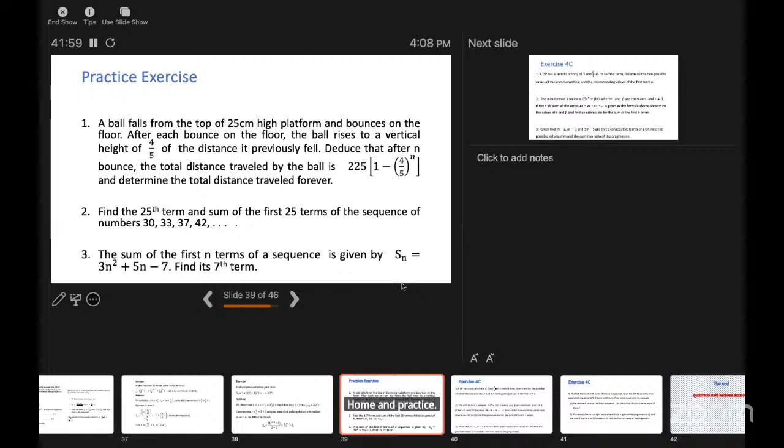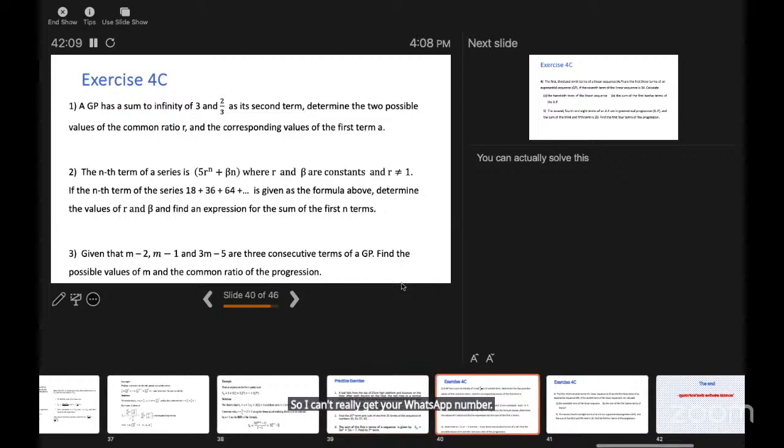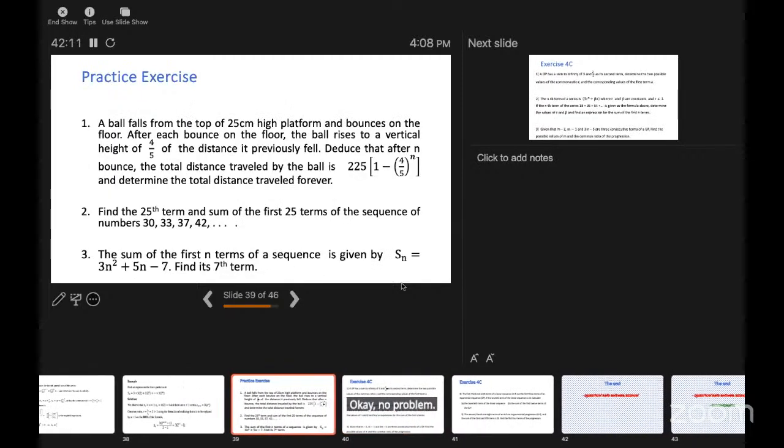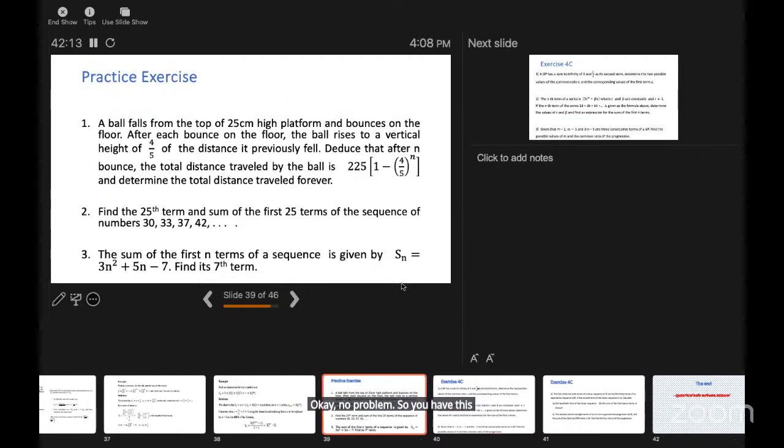Will the slides be available? Yes, I will send you the slides. Okay, sir. Sir, can we get your WhatsApp number? Okay, no problem.